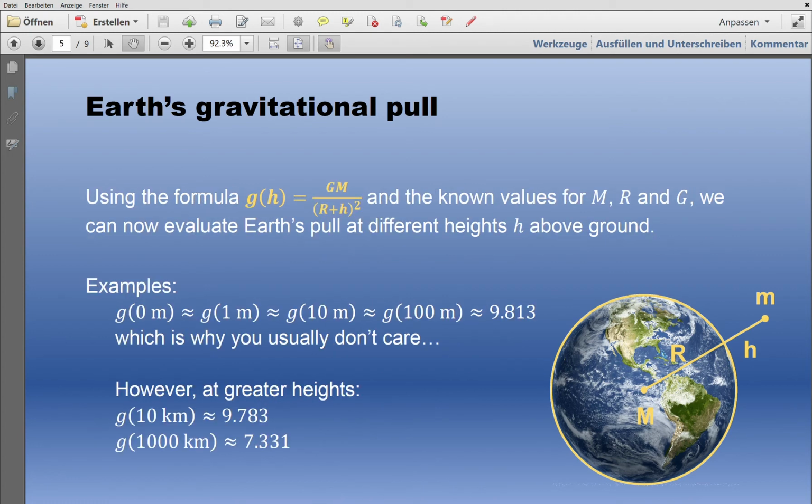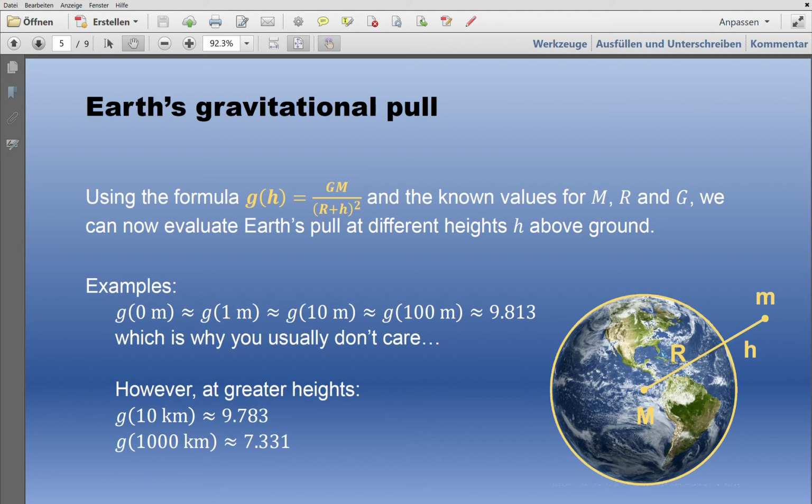Some examples. If I plug in 0, say, well, yes, then we get 9.81. And that's true also if I plug in 1 or 10 or 100, because compared to Earth's radius, these are very small numbers, and Earth's gravitational pull is hardly influenced by such a small height. However, if we consider larger heights, then this becomes measurable. At 10 kilometers, it's already measurable. At 1000 kilometers, it's, well, only 7.33. You're free to test this for 10,000 kilometers, okay?